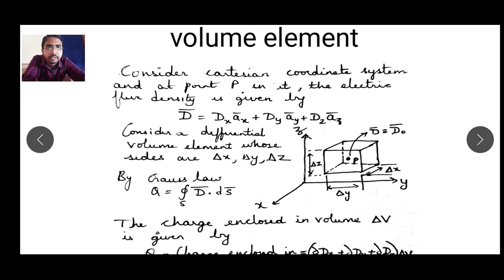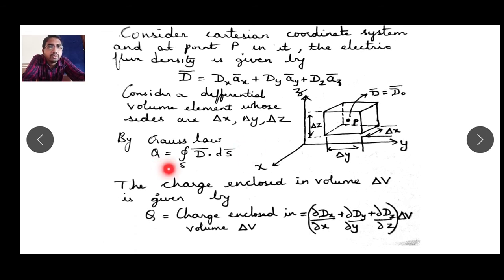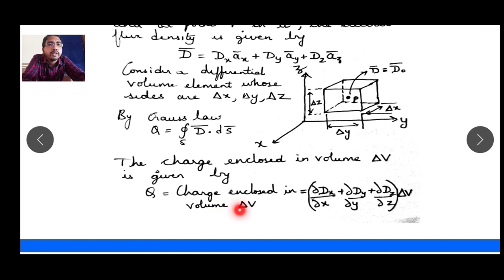So for that increased volume, by using Gauss law, we know that Q equal to integral d bar dot ds bar. So that Q will become now dou dx by dou x plus dou dy by dou y plus dou dz by dou z, into delta v. This formula is very important. This is Gauss law applied for a differential volume element. This we will use for the divergence concept also.